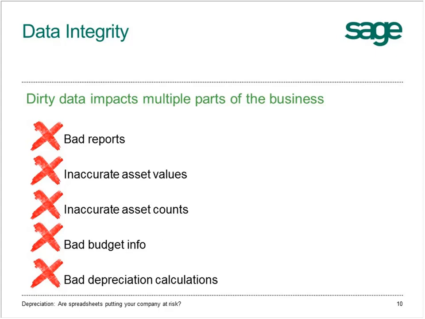Inaccurate asset counts means that you could be paying insurance, taxes, and recording depreciation on assets that you no longer have physically located or within your possession. Obviously, this leads to bad budget info, so it hurts for future years, determining what assets are coming due from a life expectancy perspective to budget for new assets and what you need to do to replace them. And obviously, your depreciation calculations are off, which again offsets your insurance and your taxes that you're paying on your fixed assets.